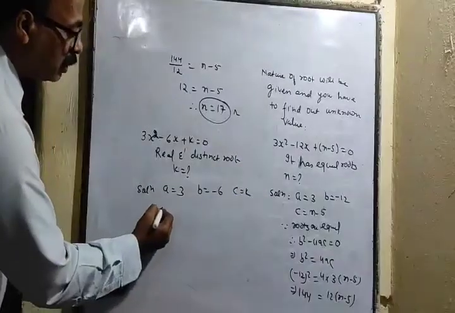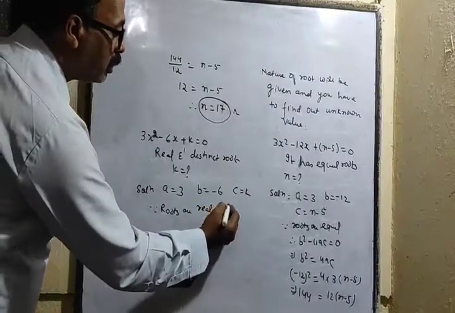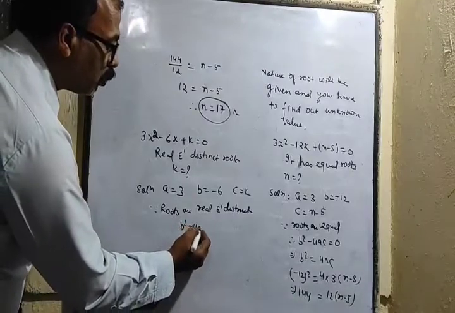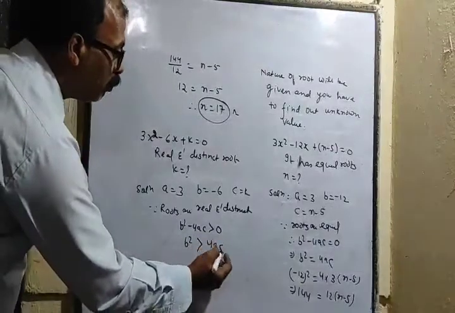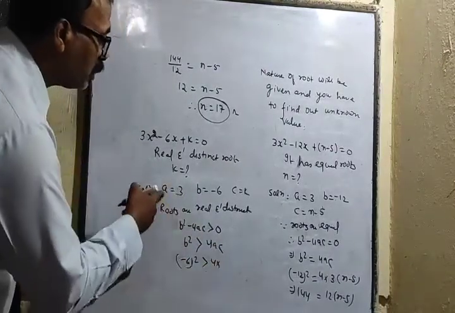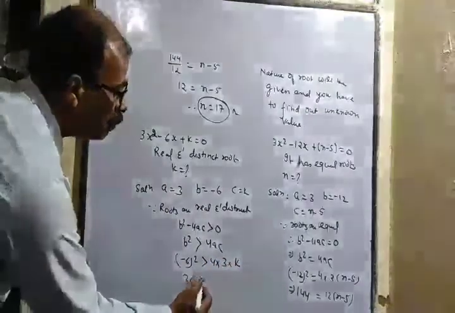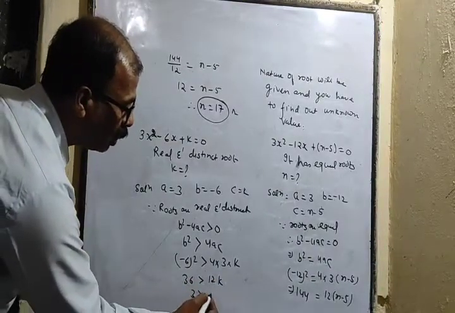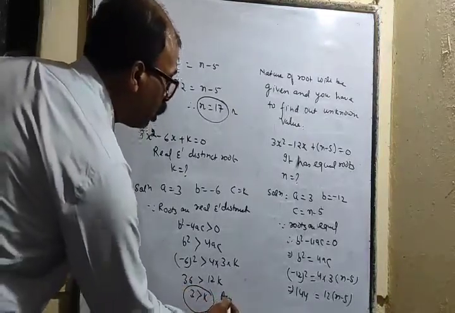And we'll write, since roots are real and distinct, it means b square minus 4ac is more than 0. So b square will be more than 4ac. Now we'll put the value. B is given minus 6 whole square is more than 4 into a is given 3 and c is given k. So 36 is more than 12k. Obviously 12 will divide 36 3 times, so 3 is more than k. Here no exact value is coming. K value is less than 3. This will be your answer.